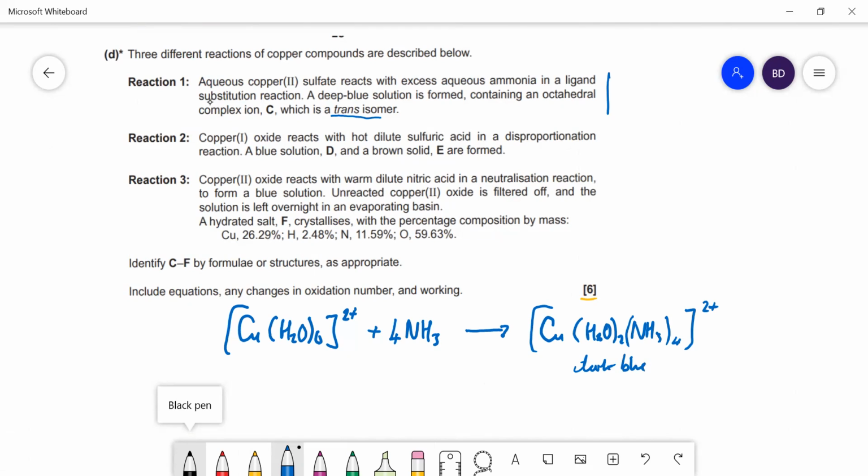So the reason why it's a trans isomer is because you've got octahedral. So there's 4 ligands in the same plane, and then there's one sticking up, one sticking down. Now the water molecules are opposite each other. That is why it's a trans isomer, and the ammonias are here.